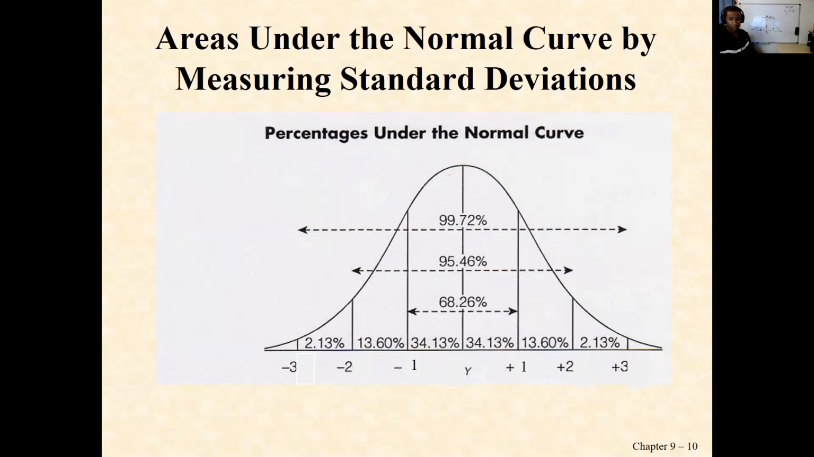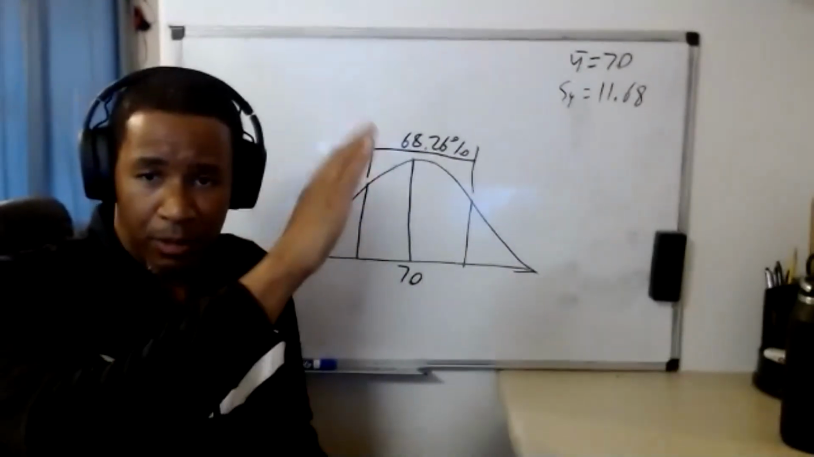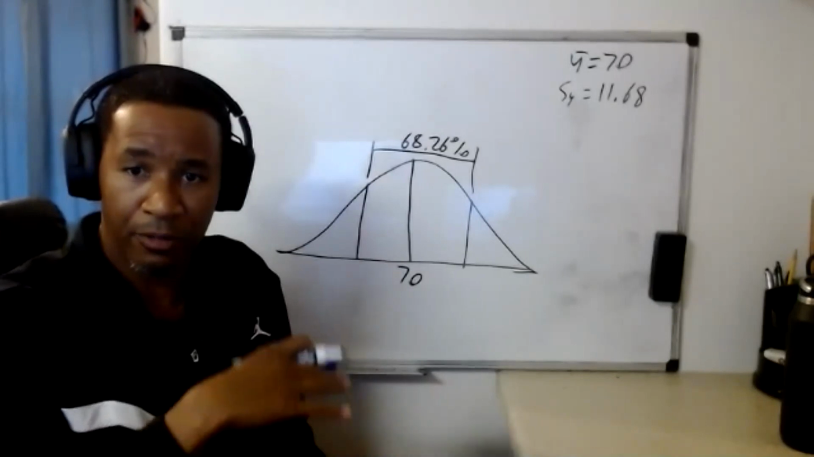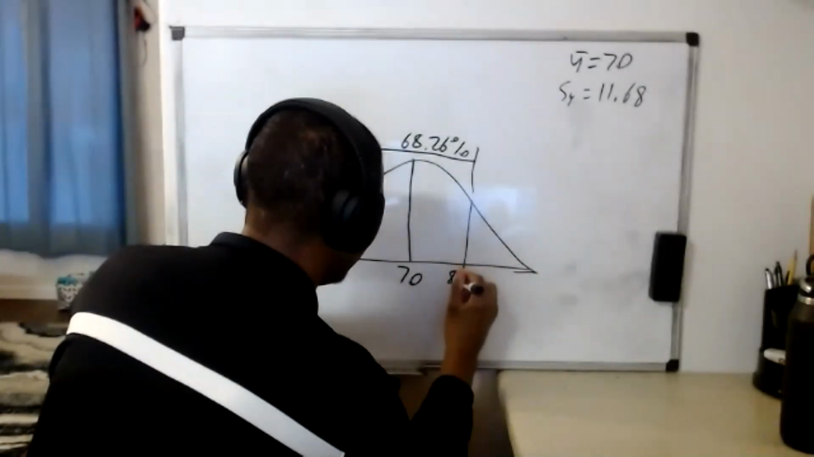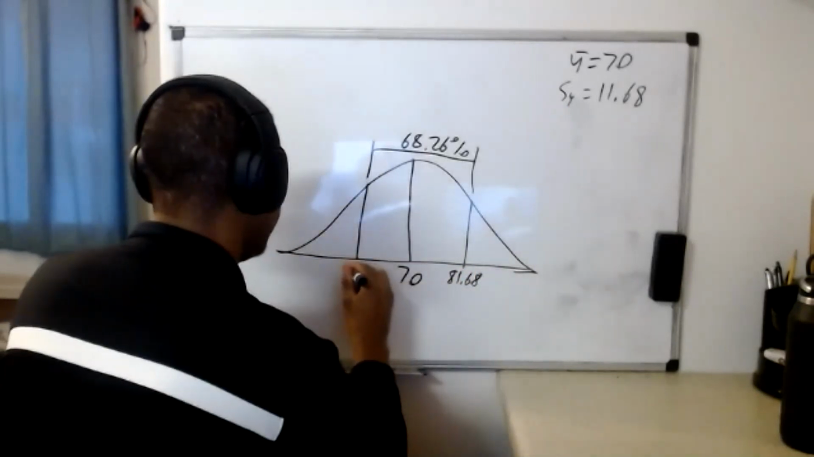68.26% of all the cases in a theoretical normal distribution are going to fall within one standard deviation above and one standard deviation below the mean, which means that 68.26% of all the cases in this theoretical final stats grades that we had are going to fall between 81.68 and 58.32.